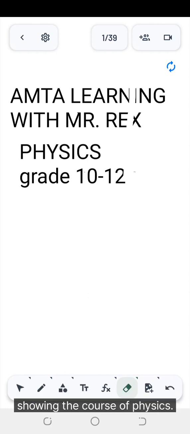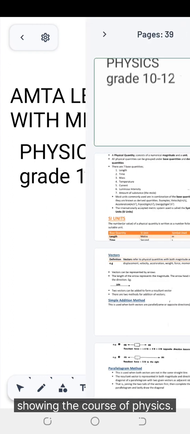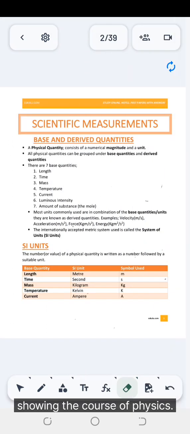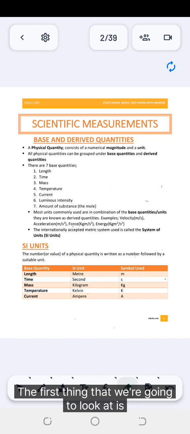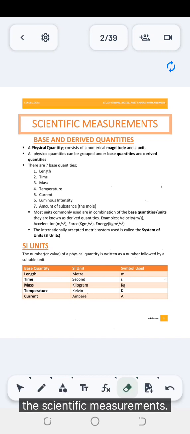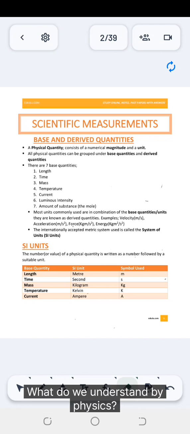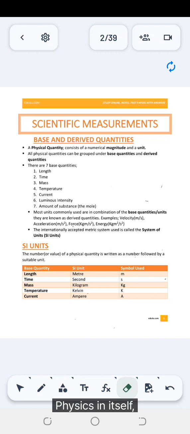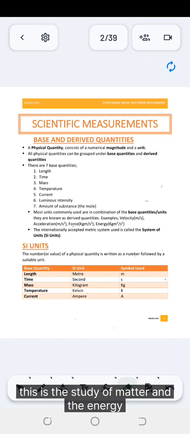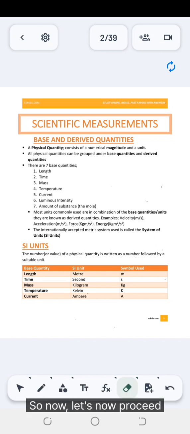The first thing that we're going to look at is the scientific measurements. But before we start the scientific measurements, what do we understand by physics? Physics in itself is the study of matter and the energy it possesses. So now, let's proceed to scientific measurements.